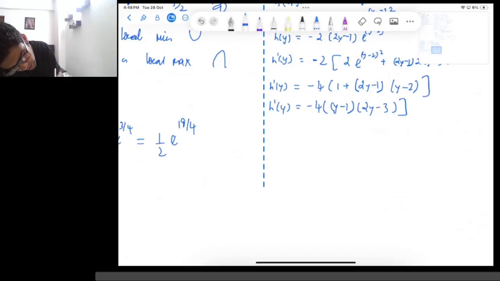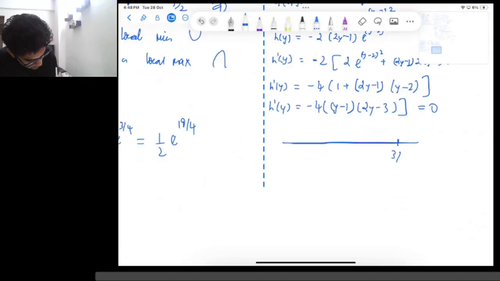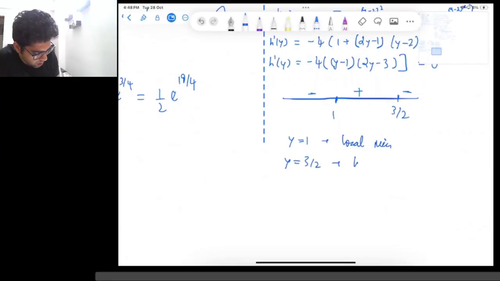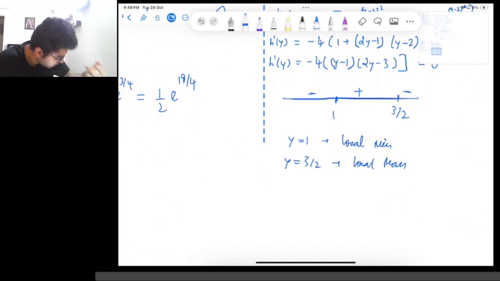So this gives me, this is equal to 0, so my points are 3 by 2 and 1. Negative, positive, negative sign. So y is equal to 1, local min, y is equal to 3 by 2, local max, or point of concern. If I don't even write local, it doesn't make sense to write local, because it is a boundary point and I am using my constraint with respect to the original function.